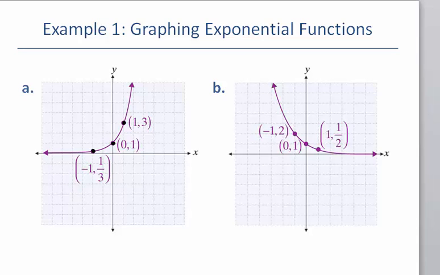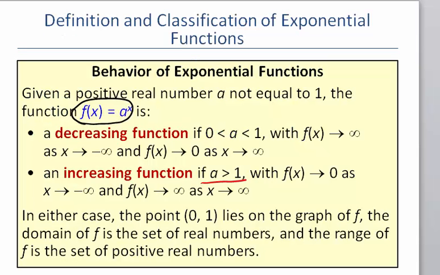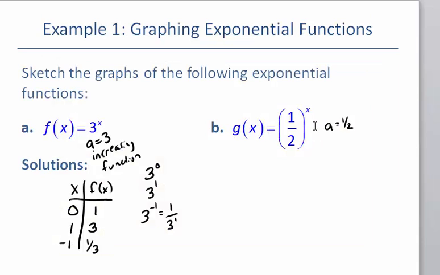Okay, so let's back up. Let's go back to part B and work on this one for just a second. In this case, what is your a value? Your a value is 1/2. So we know that the a value is falling between 0 and 1, and we expect it to be a decreasing function. We're going to do the same thing and pick the same 3 points: 0, 1, and negative 1.